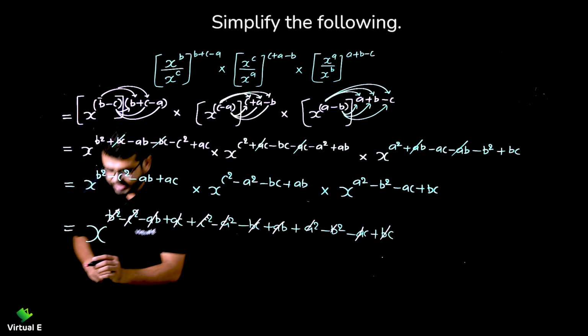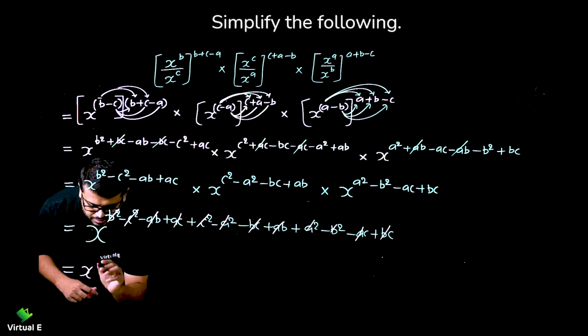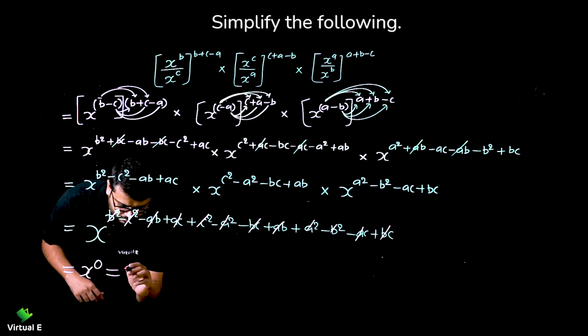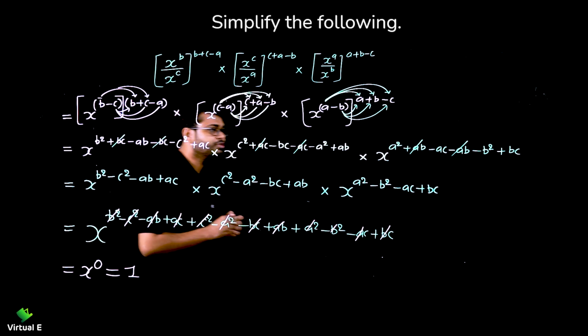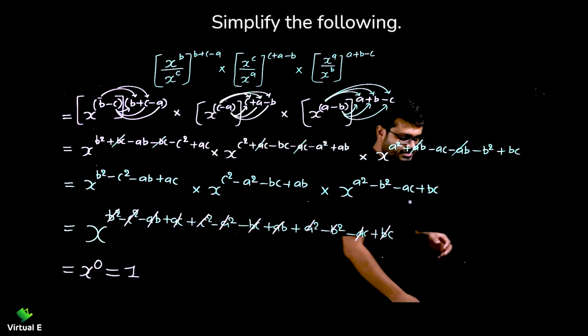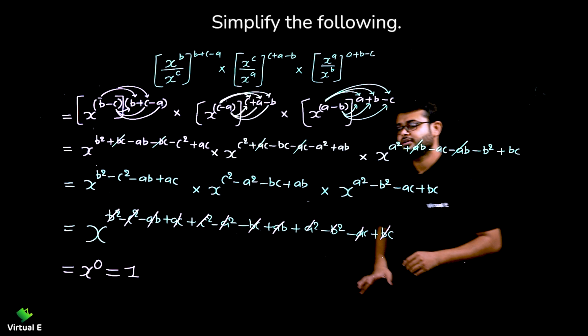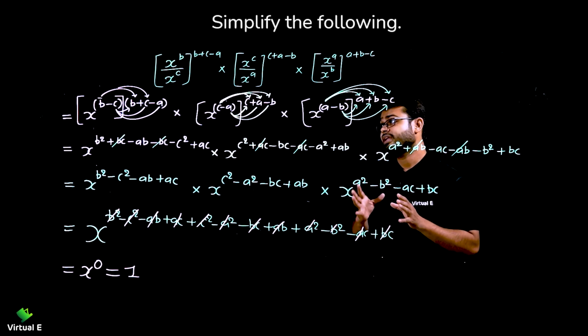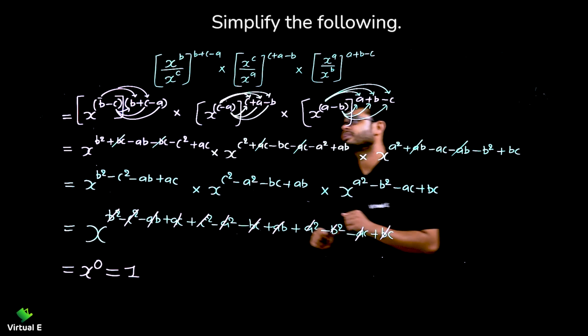So we can write here x raised to 0. Now anything raised to 0, what is the value? That is 1. So that's what I told you at the start of the question. Maybe we are going to get the answer 0 or 1, right? So yes, the calculation is very lengthy, but you need to do it very carefully. Let's see how we did this question.